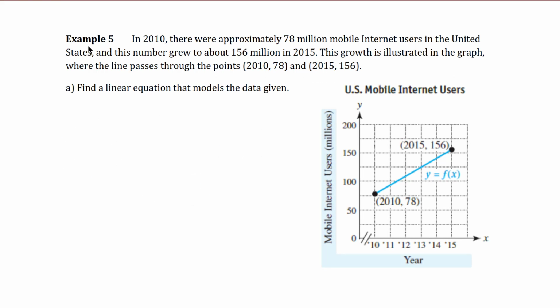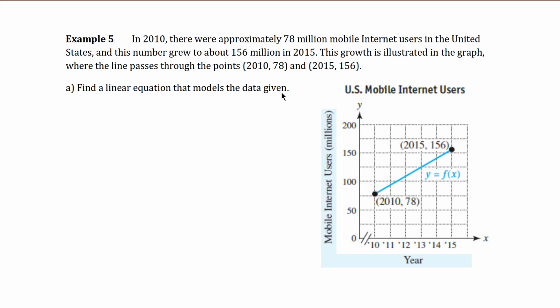In example number 5, it states, in 2010, there were approximately 78 million mobile internet users in the United States, and this number grew to about 156 million in 2015. This growth is illustrated in the graph where the line passes through the points (2010, 78) and (2015, 156). For part A, find a linear equation that models the data given.